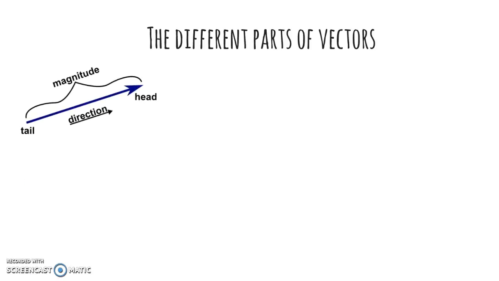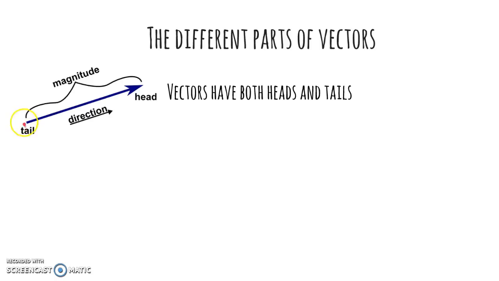So now vectors have different parts. As you can see here, they have tails and heads. So the tail is the beginning of the vector, it's where it begins, and then where it ends up is the head, which is represented by an arrow. And as we stated before, it has both magnitude and direction.